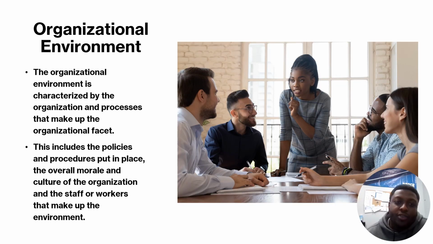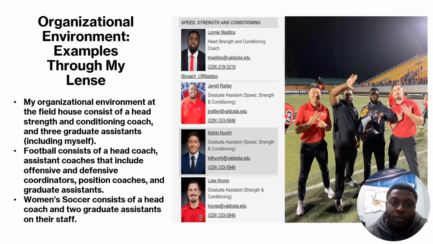An organizational environment is characterized by the organization and processes that make up the organizational facet. This includes the policies and procedures put in place, the overall morale and culture of the organization, and the staff or workers that make up the environment. Through my lens, the field house consists of a head strength and conditioning coach and then three graduate assistants, including myself. Football consists of a head coach, assistant coaches that include offensive and defensive coordinators and different position coaches, and they also have graduate assistants and student managers too.